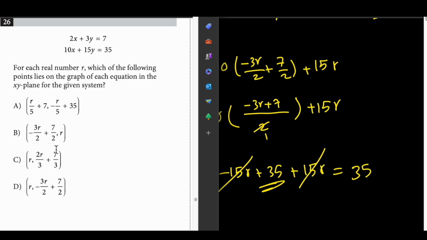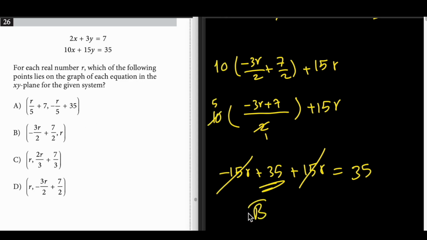Okay, so in this question the answer is B. I chose answer B at the beginning because we have the denominator which equals 2. We can simplify it with 2 and 10. And also we can add both fractions, which is negative 3r over 2 and 7 over 2.